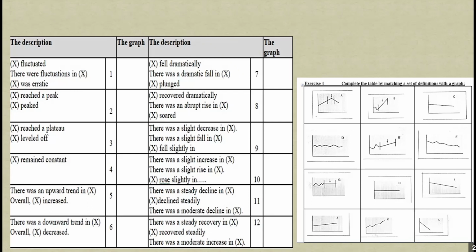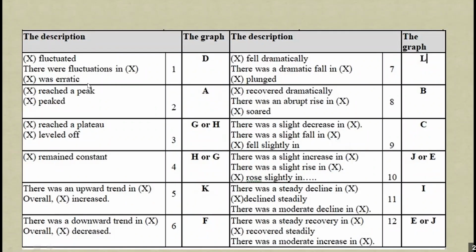Okay, let's take a look at the answers. Here, fluctuation is supposed to be D. That's a fluctuation here. Because as I said before, a fluctuation means it's going up and down. Reached a peak, that's A. The arrow is pointing towards the peak. Reached a plateau. As we said before, a plateau means no change. It's not going up, but it's not going down. No change. So it's G or H.